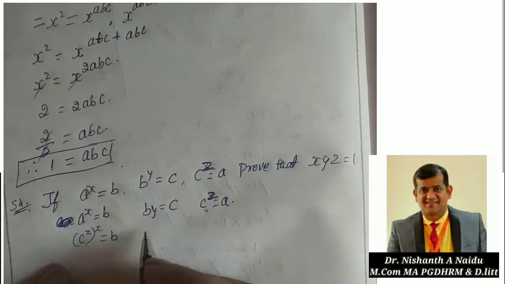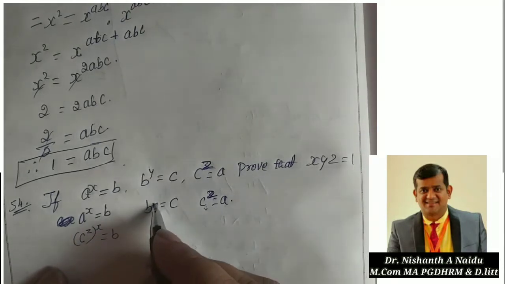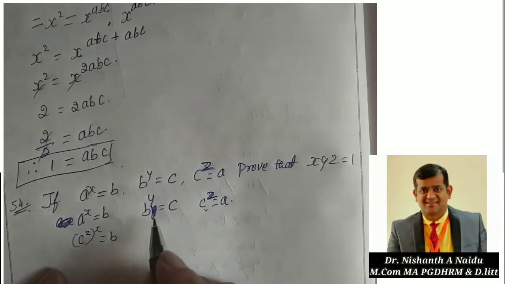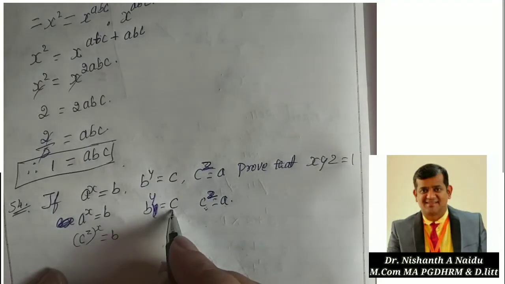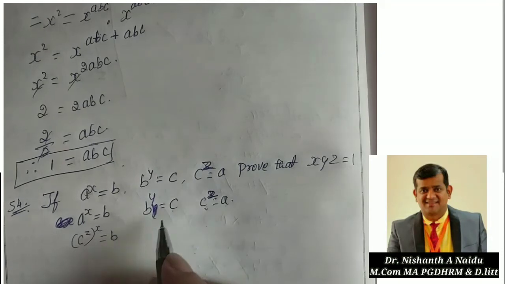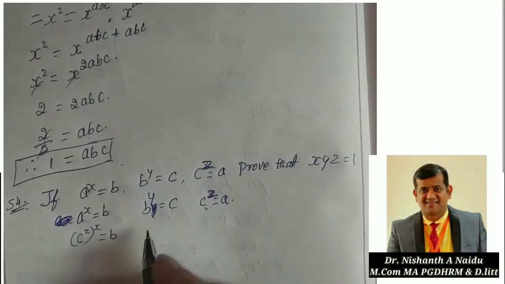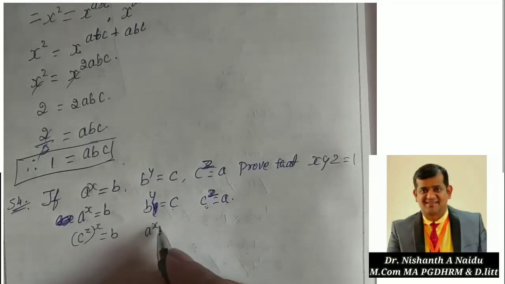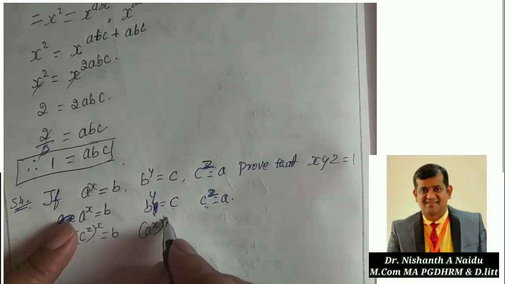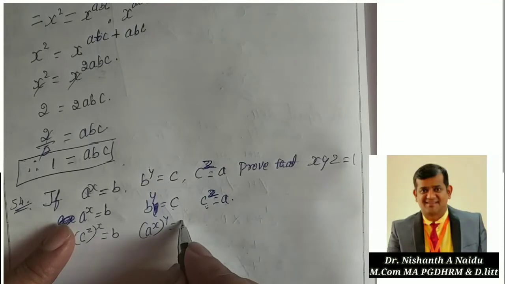I am writing it as b. The same way, b to the power of y equals c. Correct? So b to the power of y equals c. So what is the c value? The b value is a to the power of x. So I am bringing here a to the power of x whole power y equals c.